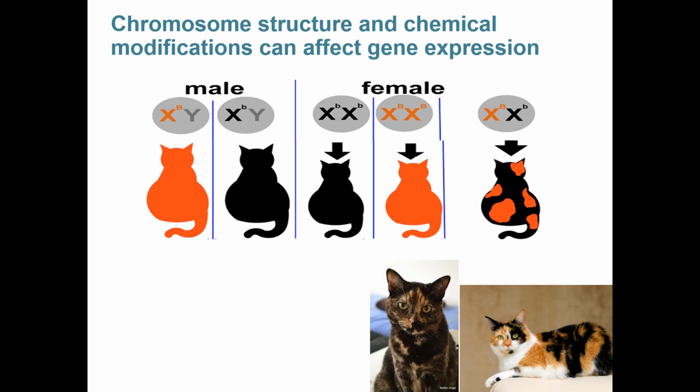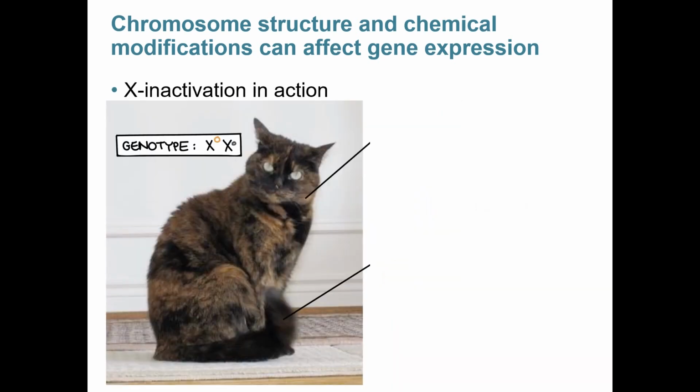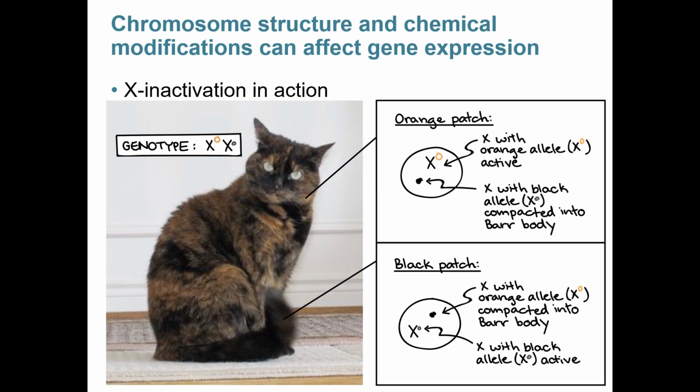The reason for this is that this color pattern is caused by X inactivation. So this individual is heterozygous for these two traits. Cells that inactivated the black X will look like orange patches, and cells that have inactivated the orange X will look like black patches. So let me ask you a question. I said that most of the time these individuals are going to be female. Can you think of a scenario where you could have a male cat that would look like this?